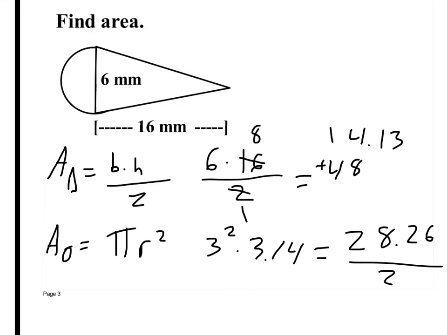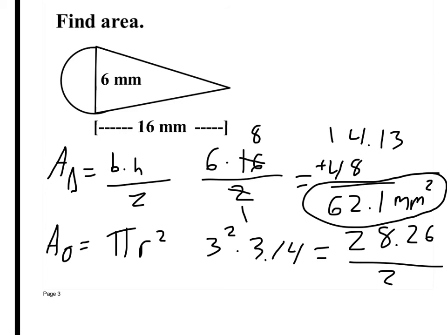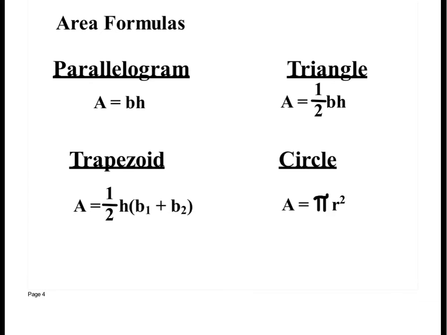Which gives me 14.13. Then I add those. Okay? This gives me 62.13, which you're going to round to the tenth. So 62.1 millimeters squared. So these are formulas you're going to see, okay, that you're going to need to use.